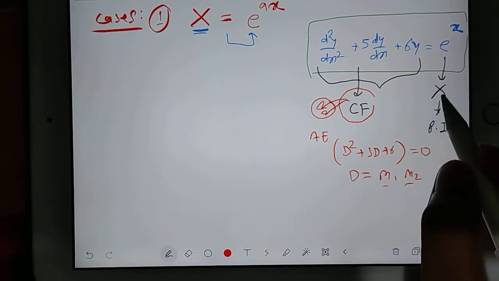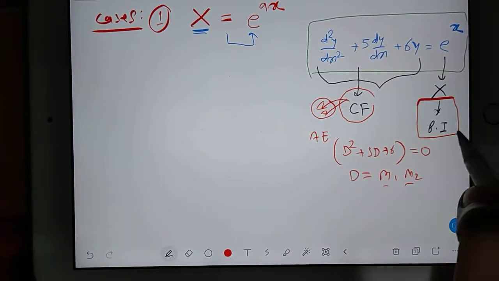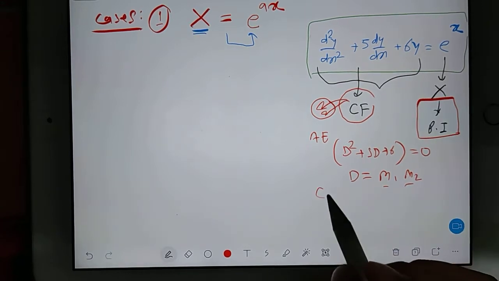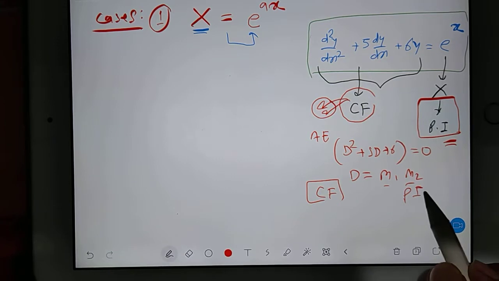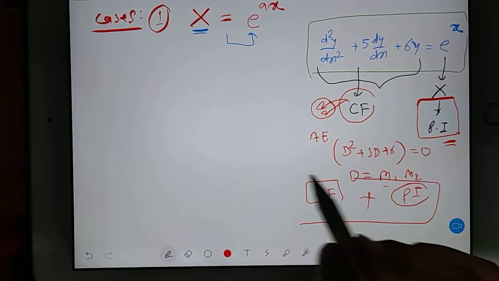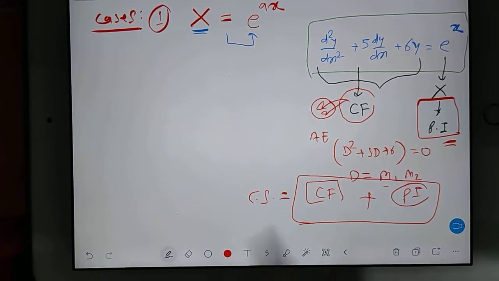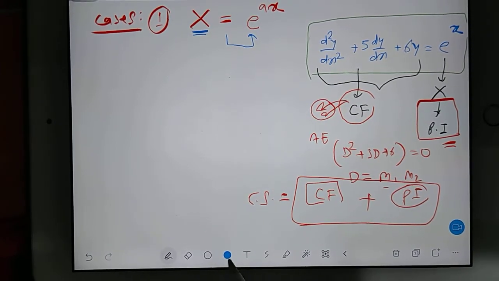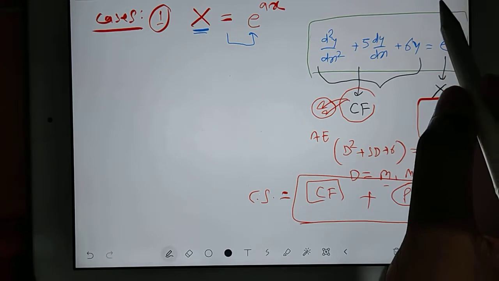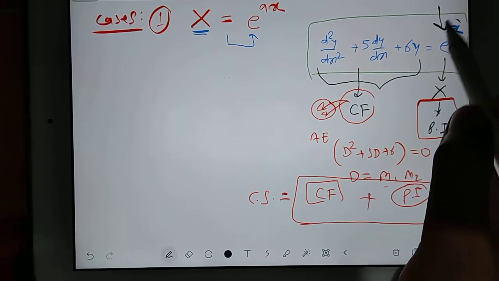Okay, now today we are learning how to find the particular integral. In this question, after finding the CF and after finding the particular integral, you have to add both the answers, then only that will be your complete solution, right? So I hope you are understanding what I am saying. Okay, so right now I have considered in this question x is equal to e power x.